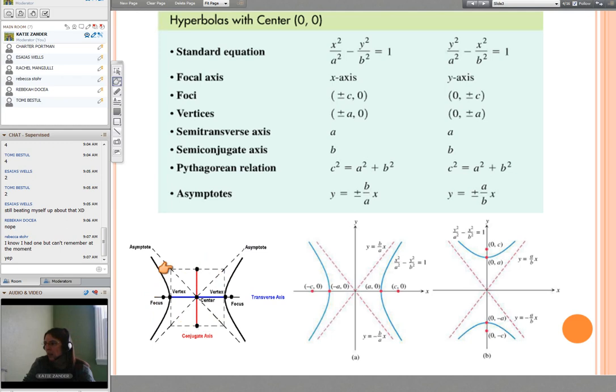Here's that box I was talking about, and here is the chart that we're going to be using. Now again, there are 2 charts. You have one chart that's centered at the origin, 0, 0, and you have another chart that will be centered at h, k. I would probably use the h, k chart if you're going to write something down in your notes, because that will generalize every possibility.